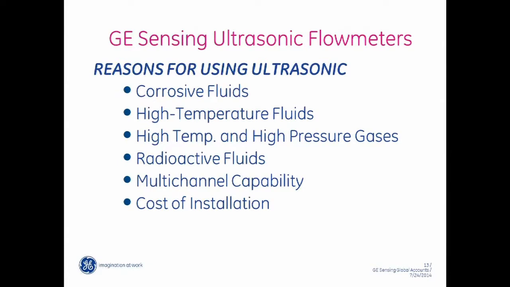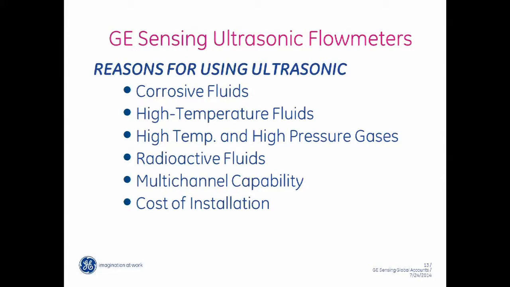Radioactive fluids, multi-channel capability. A lot of our meters are 2-channel meters. That can be used as 2 separate flow meters out of the same box, or if you don't have the piping that you typically would need, 10 and 5 in liquids, we could actually use both of those channels to traverse the pipe twice and average those 2 signals together and give us an averaged flow measurement, which is sometimes a bit more accurate.